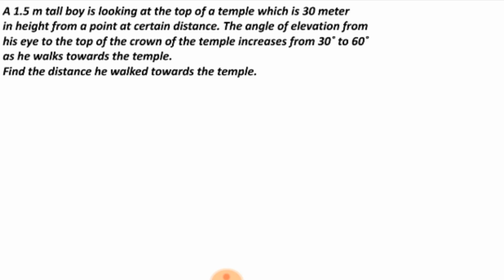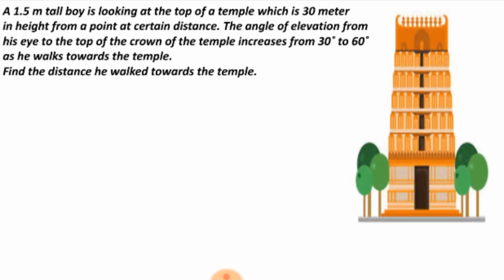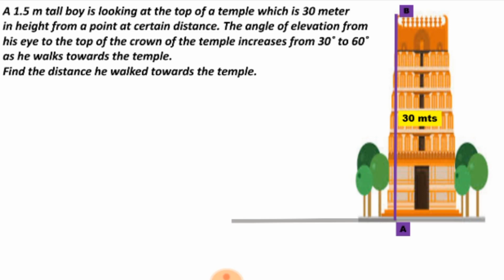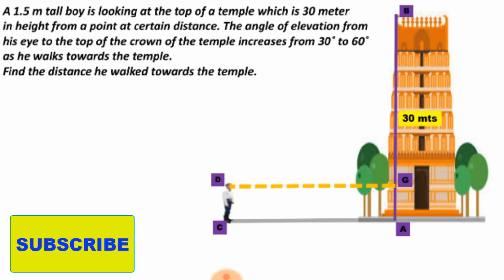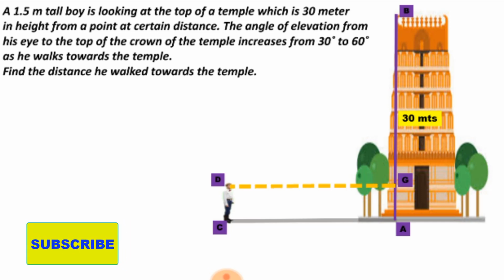So let us visualize this problem first. A temple is there whose height is 30 meters. Let us assume the height of the temple as AB, that is 30 meters. On the ground, from a certain distance, a 1.5 meter tall boy is looking at the top of the temple. Now from the eye of the boy, let us imagine a horizontal line, that is DG. From this point D, the boy is observing the top of the temple with an angle of elevation 30 degrees.